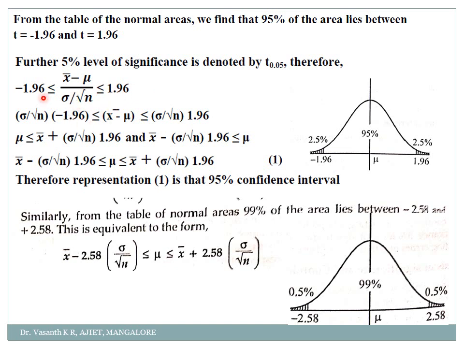Simplify it, go through the simplification steps, my dear students. Finally we get this, correct? Therefore equation 1 represents the 95% confidence interval. What is this 95% confidence level? Confidence level means there is a 95% chance that the hypothesis can be accepted, correct? It means if it lies between these values, the hypothesis is accepted. If it is greater than 1.96, then the hypothesis that is selected is rejected.